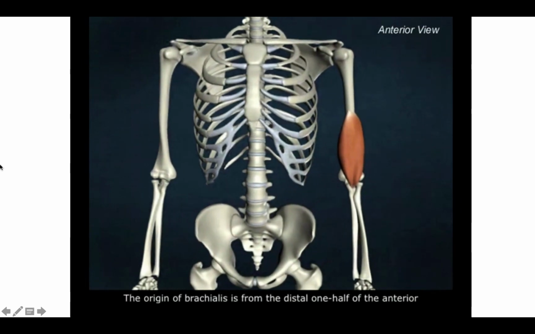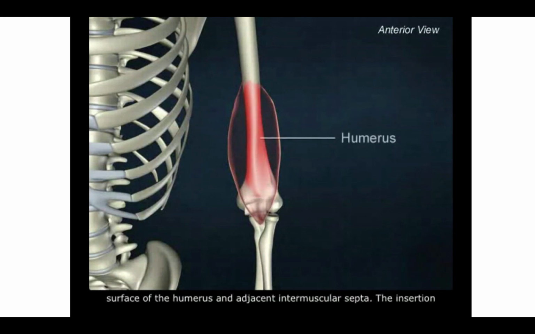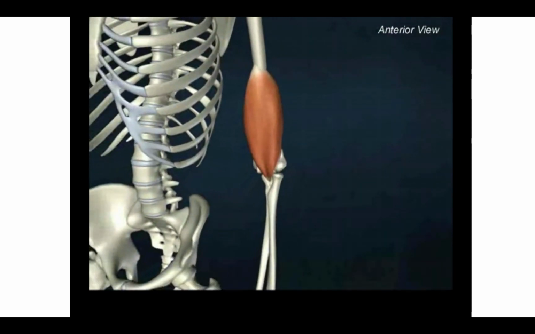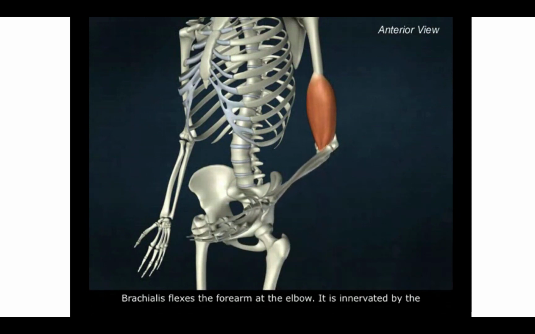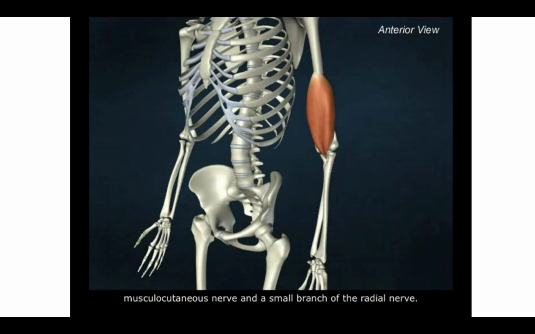The origin of brachialis is from the distal one-half of the anterior surface of the humerus and adjacent intermuscular septa. The insertion is to the tuberosity and coronoid process of the ulna. Brachialis flexes the forearm at the elbow. It is innervated by the musculocutaneous nerve and a small branch of the radial nerve.